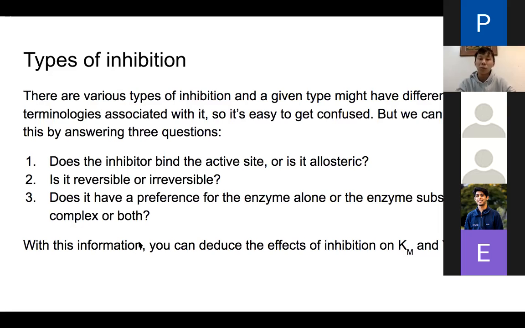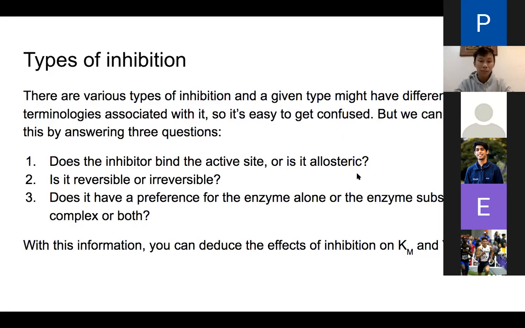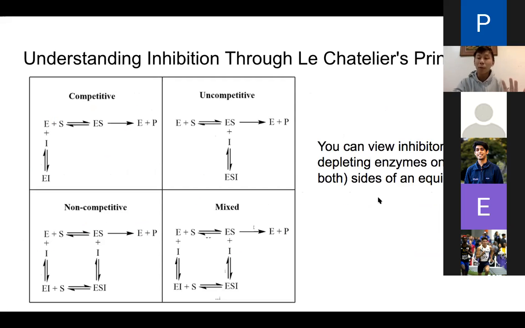Third, does it have a preference for the enzyme alone, so just E, or the enzyme substrate complex, so the enzyme bound to the normal substrate? The inhibitor can affect the enzyme alone, it can bind to the enzyme-substrate complex, or it can bind both. So these are the things you have to consider when you want to determine the effects of the inhibitor. Based on this information, we can deduce the effect on Km and Vmax. You don't really have to memorize anything. If you remember these questions and you can define your inhibition, then you can easily determine what the effect of inhibition is on Km and Vmax.